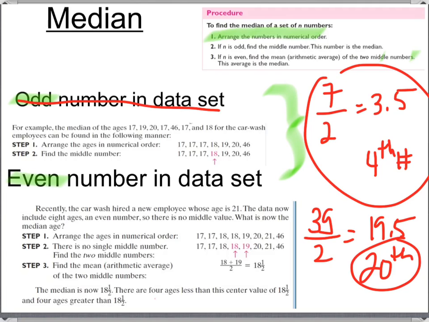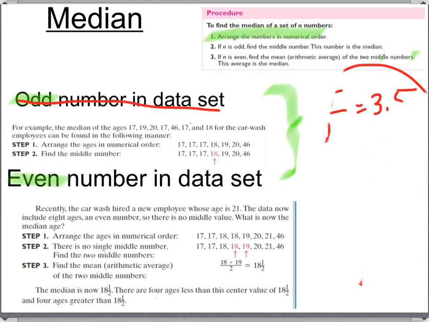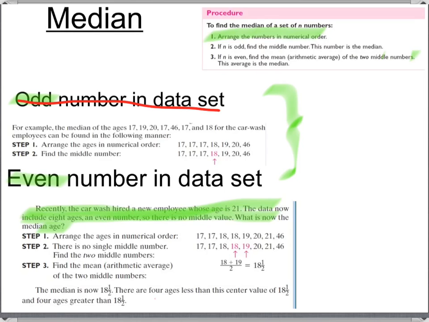Now, if you have an even number in your data set, it gets a little trickier, but it's not that hard. So this is a scenario about a car wash and median ages at the car wash. They added another age, which was 21. So the median age in an even number data set is going to be the average of the 2 middle numbers. Now this data set has 1, 2, 3, 4, 5, 6, 7, 8.